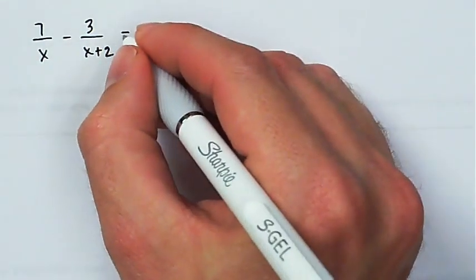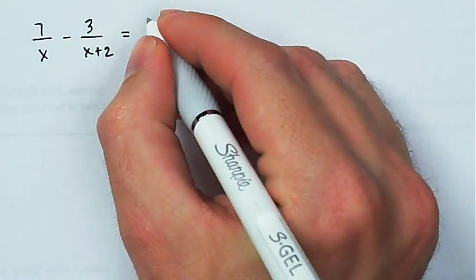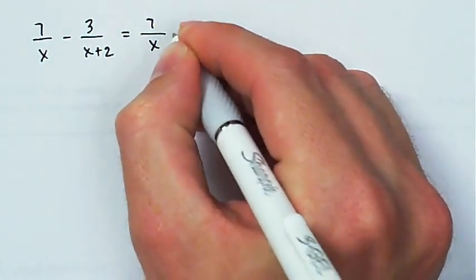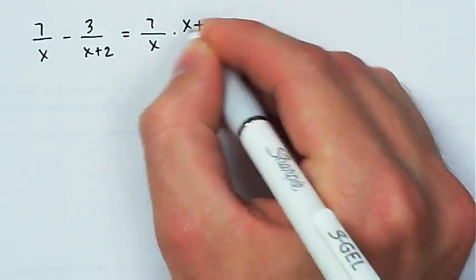But what I'm going to do is I'm going to go for a common denominator of x times (x plus 2). So I've got 7 over x, and I'm going to need to multiply that by x plus 2.